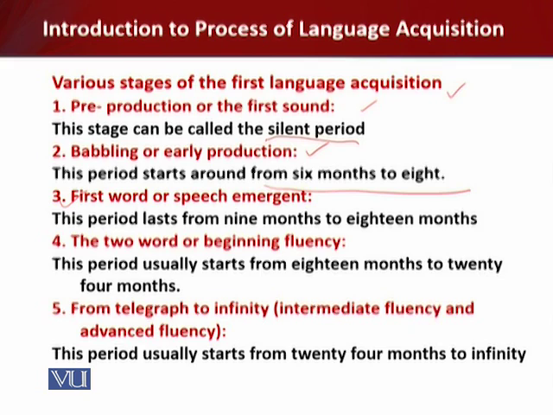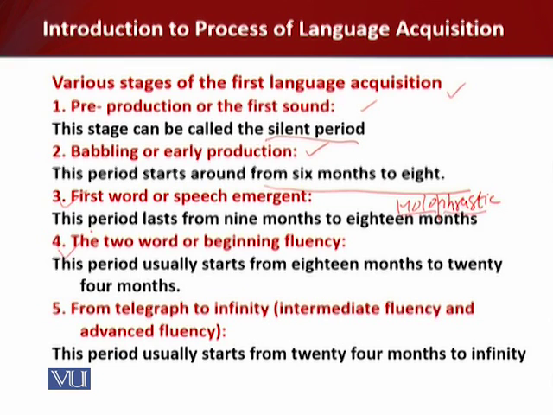Then the next stage, which is the first word or speech emergence stage. Now this period lasts from 9 months to 18 months. Some scholars call it holophrastic, where holo is complete plus phrase, which means a sentence or a phrase. Now in this period, babies start producing more clearly understood words. The words that had some errors in the babbling stage will, in this stage, be more clear and their errors will decrease. On the other hand, the number of vocabulary words will also increase.